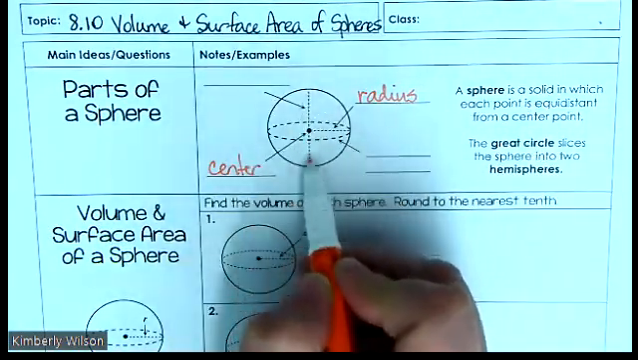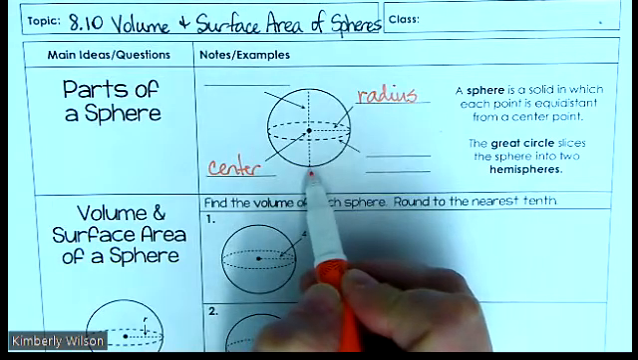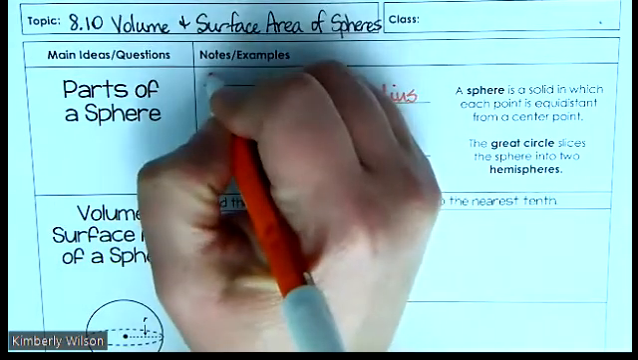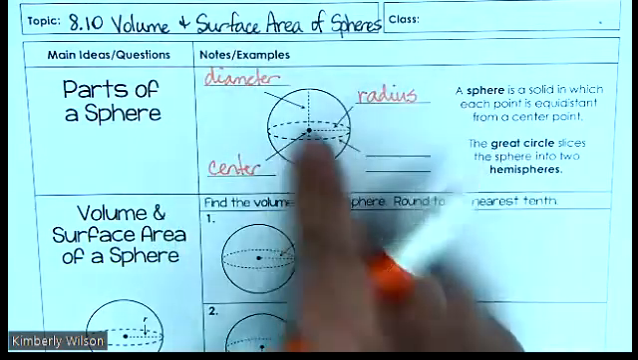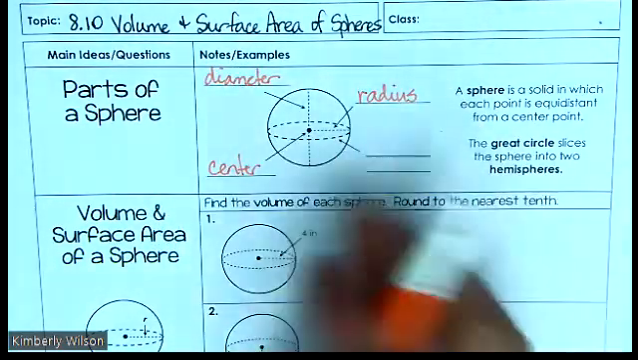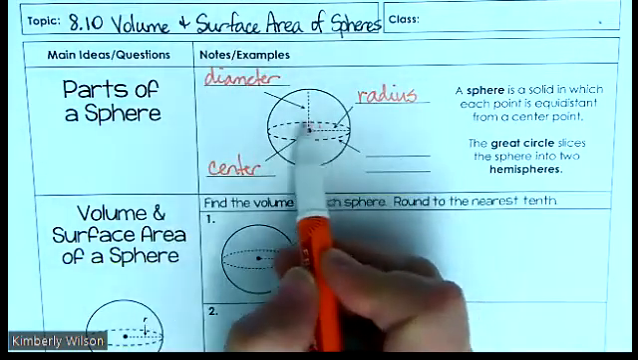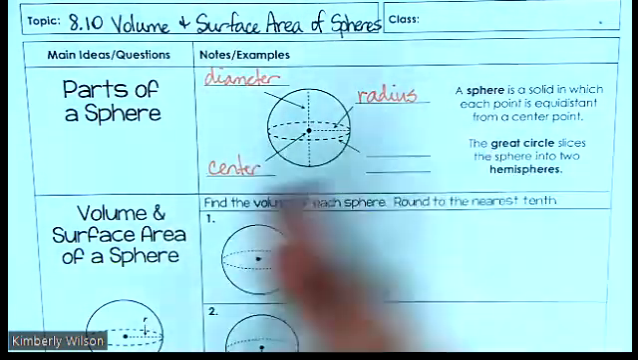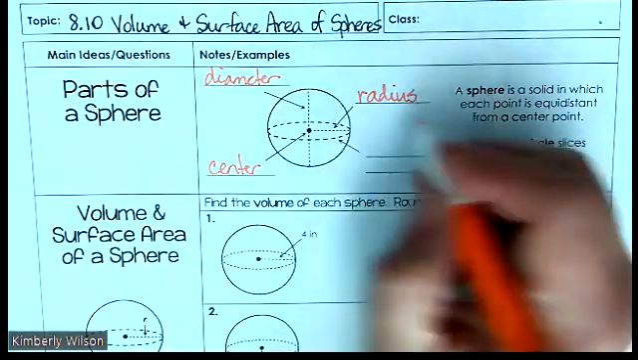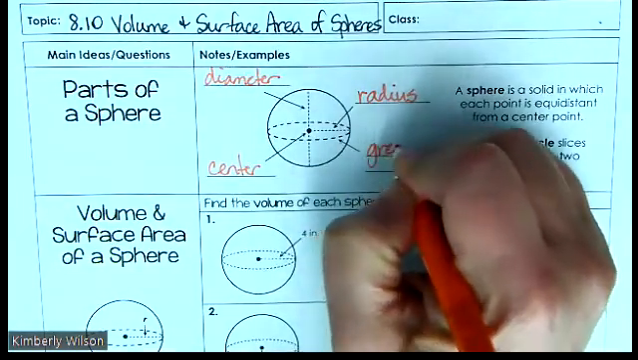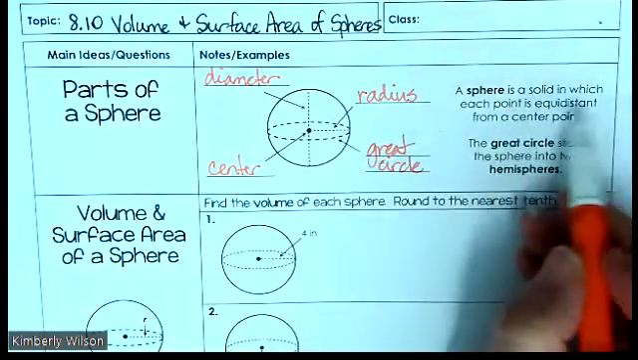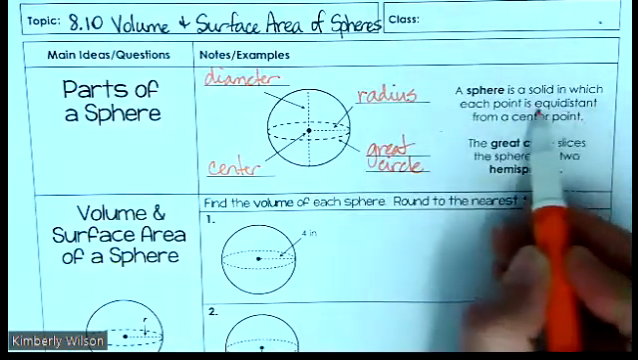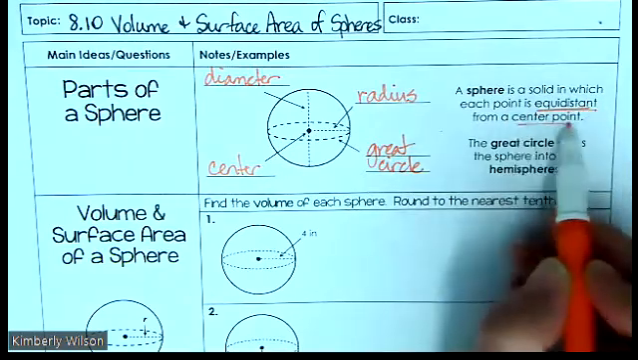The distance all the way across the sphere or the ball is the diameter, and it goes through the center. And then this whole thing, the big circle around it, like a horizontal slice, is called the great circle. A sphere is a solid in which each point is equidistant from the center.